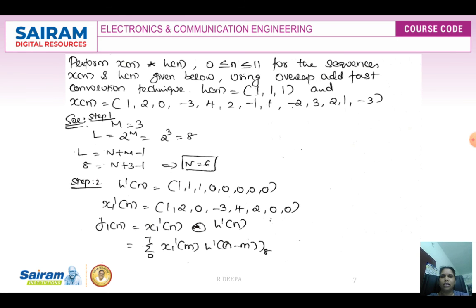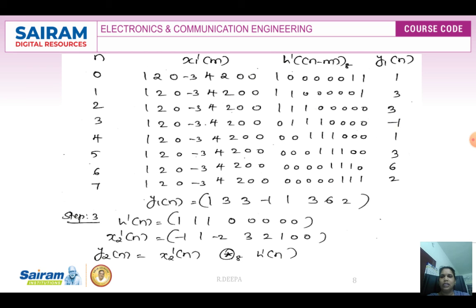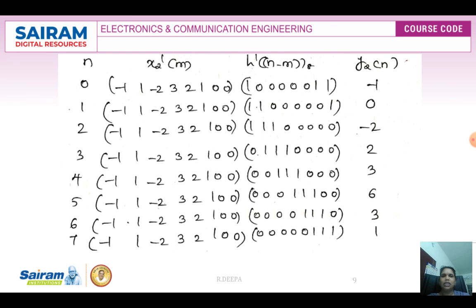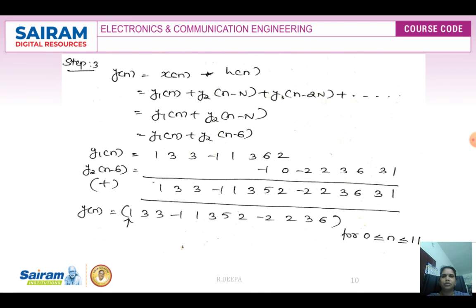As per the procedure we have done it. Step 1 is calculating L, M and N. Step 2 is framing the sequences h dash of n, x1 dash of n, x2 dash of n, x3 and so on. Then you find the circular convolution between x1 dash of n and h dash of n and name it as y1 of n. In the next step, find the circular convolution between x2 dash of n and h dash of n and name it as y2 of n. The next step is you add y1 of n plus y2 of n minus L plus y3 of n minus 2L. This is added and you get the final output y of n. And as I told, you can cross verify this with your normal linear convolution procedure.